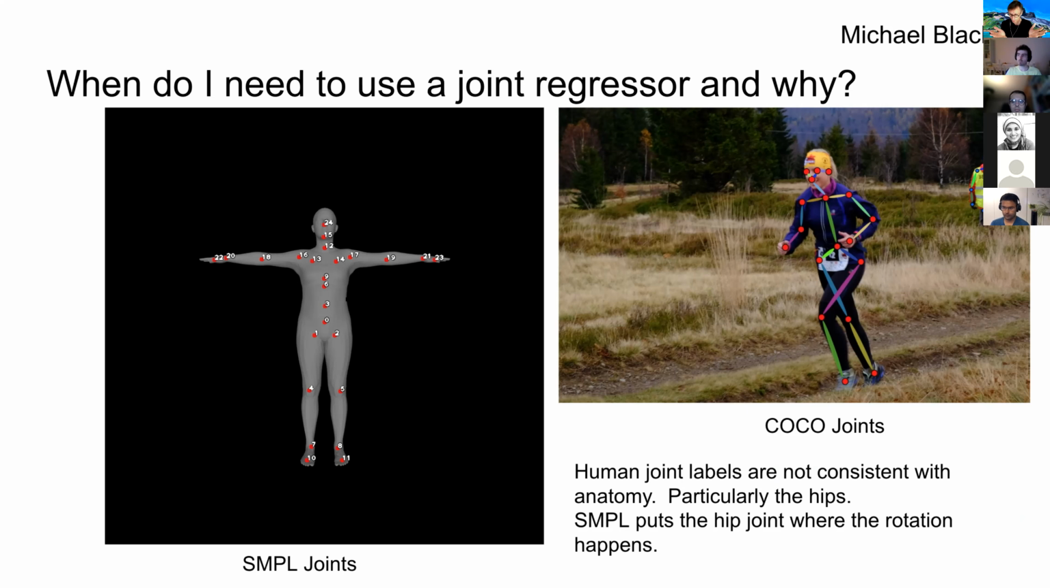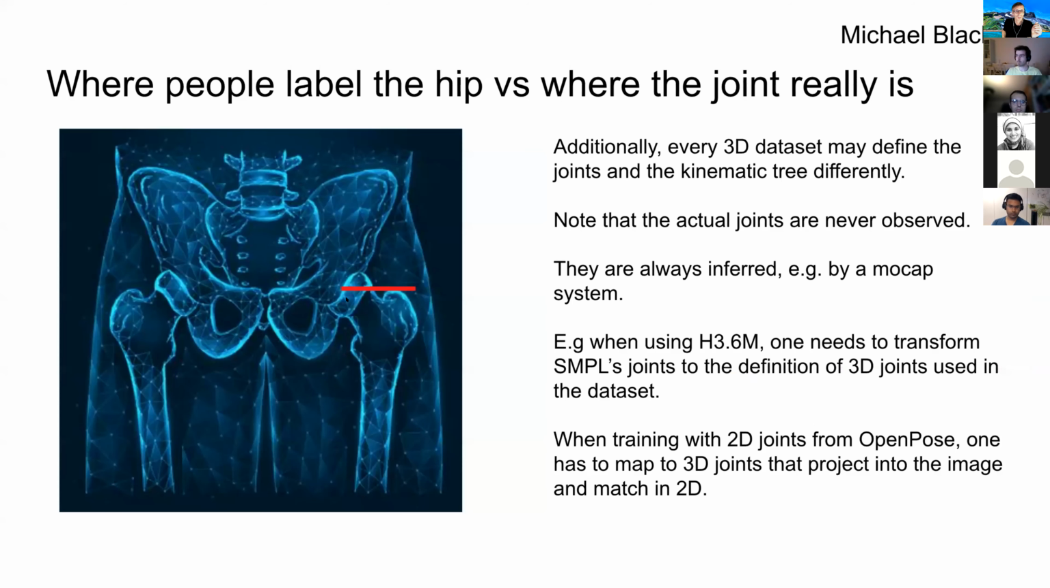But it's not just a problem with hand-labeled images. If you take a mocap data set, say Human3.6M or HumanEva or one of the others, you're going to have joint locations computed by Vicon or OptiTrack or one of these systems. And they may not correspond to your SMPL model either. So you're going to need a joint regressor if you want to train or test on such data sets. That's the point I'm making here. There's an offset between where the actual joint is and where humans typically label the joint, or where a mocap system thinks the joint is.